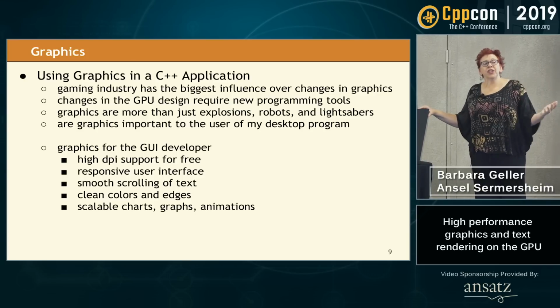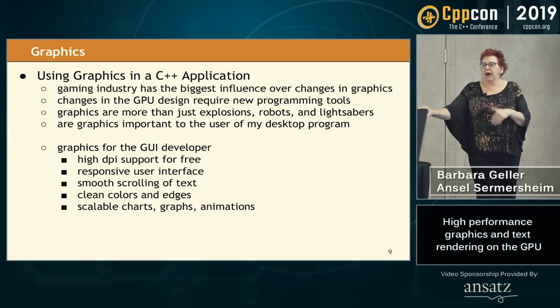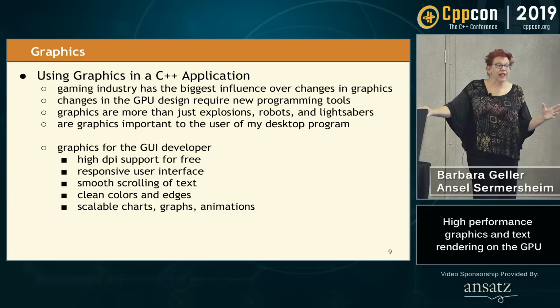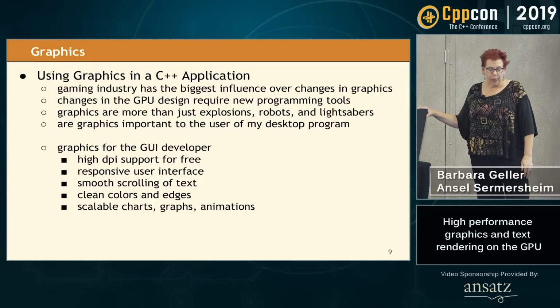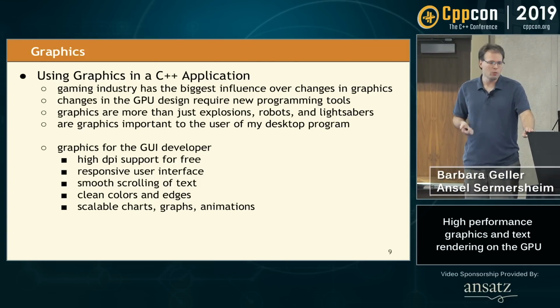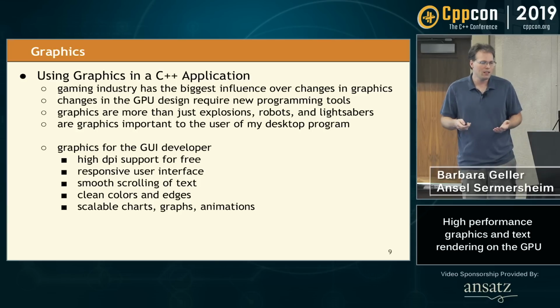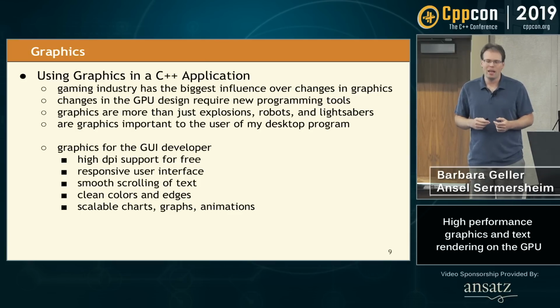Unfortunately, they really pushed things, which means more things in new graphics APIs have to be done by us. And this gives you great flexibility, but it means more work if you want graphics in your applications. But as a GUI developer, doing graphics on the GPU gives us a lot of nice properties. We get high DPI support for free, which is really important and becoming more so as monitors get bigger. You get a responsive user interface because the GPU is designed to deal with large amounts of data like this. Smooth scrolling of text is really important. You get all these nice properties when you decide to render your application on the GPU.